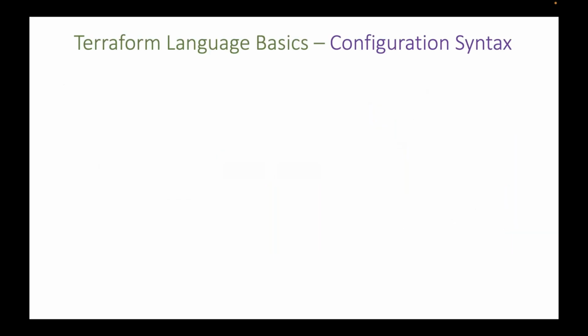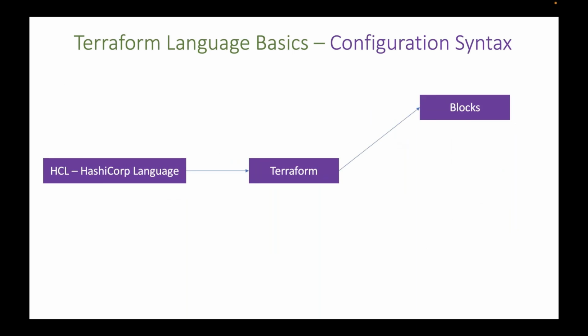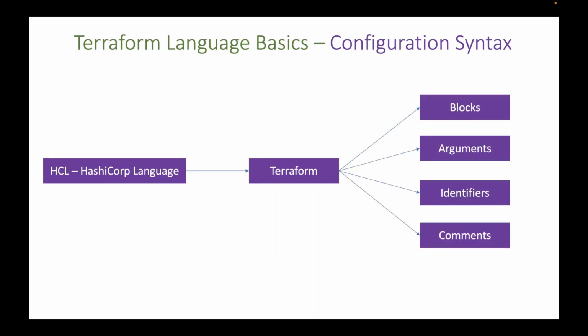Okay. So now we will see the HashiCorp language, the blocks, and what configuration it has, syntax wise. One thing we will call a block, one thing an argument, one an identifier, and then comments. So what are blocks and arguments? We will see it.